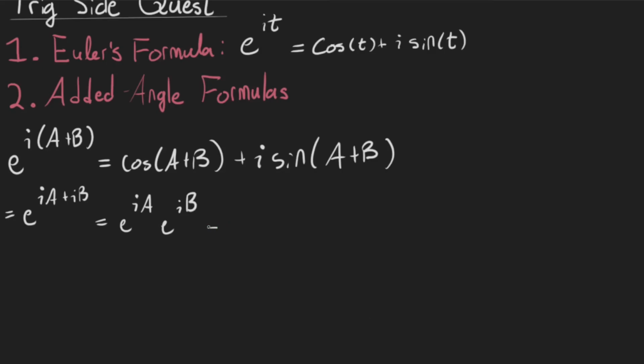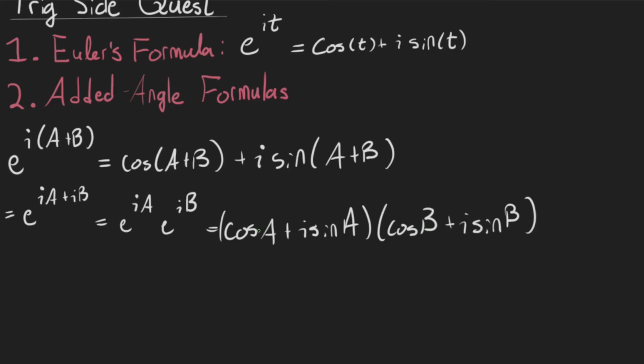So anyway, this has to equal, right? And then we'd have cosine a plus i times the sine of a. All of this has to be multiplied again by the right side right here. So we'd have cosine of b plus i times the sine of b. And now we can go ahead and distribute this out.